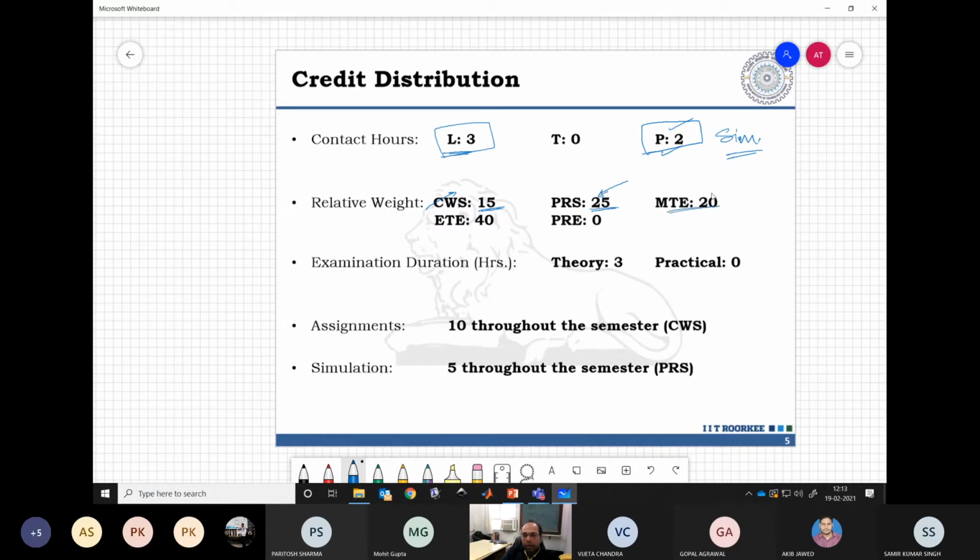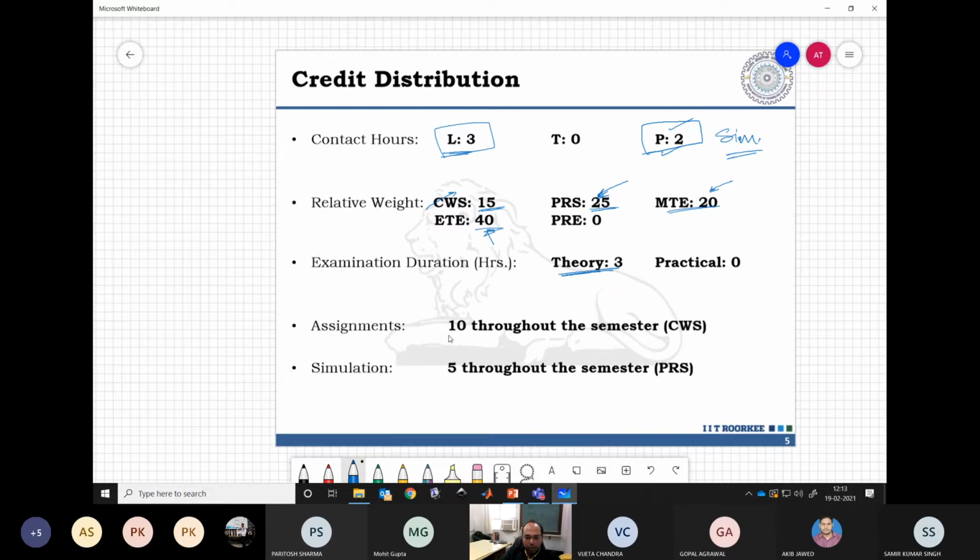And then there will be a midterm examination, which will carry a weightage of 20 marks, and an end-term examination, which will have 40 marks. There will be only a theory examination in this course and no practical examination. So for practicals, we will have only the simulation report submitted by you.